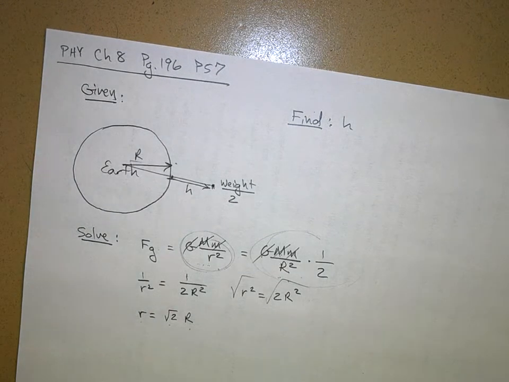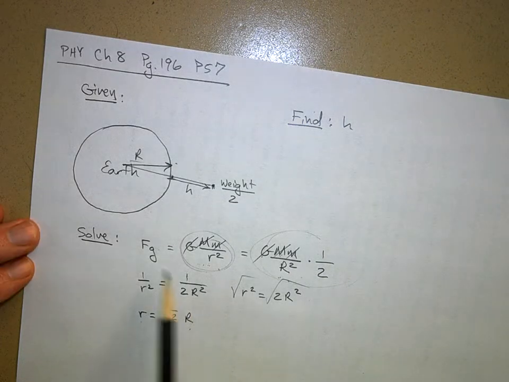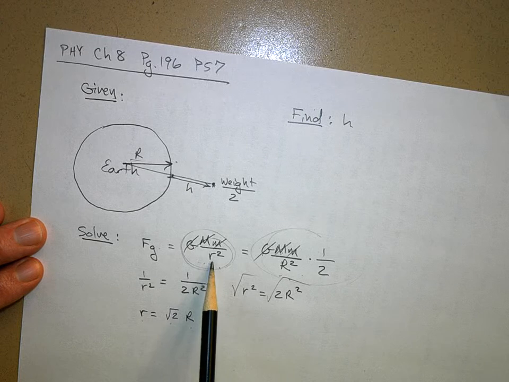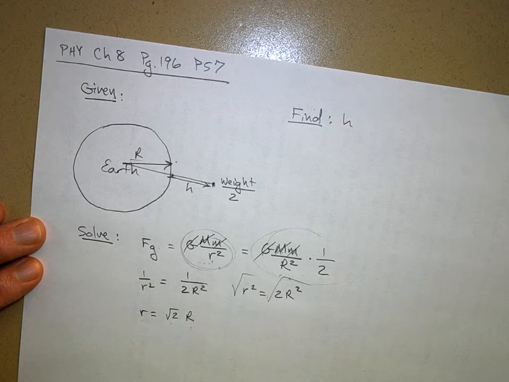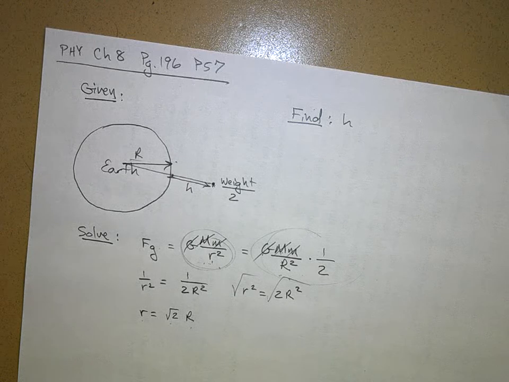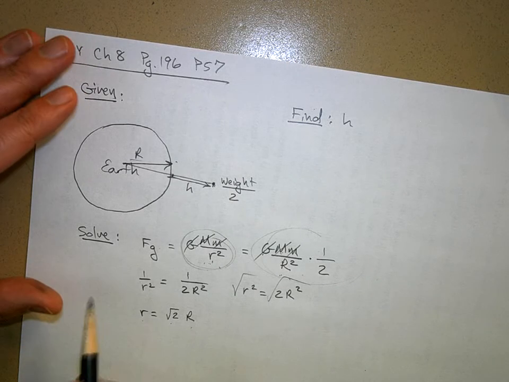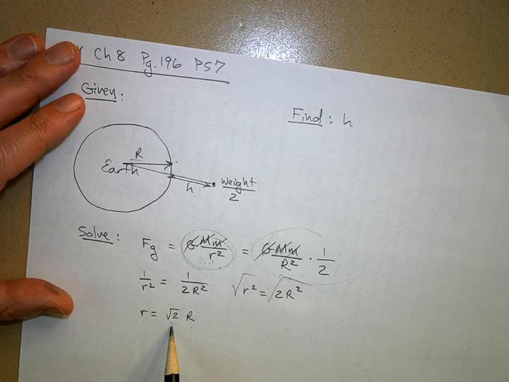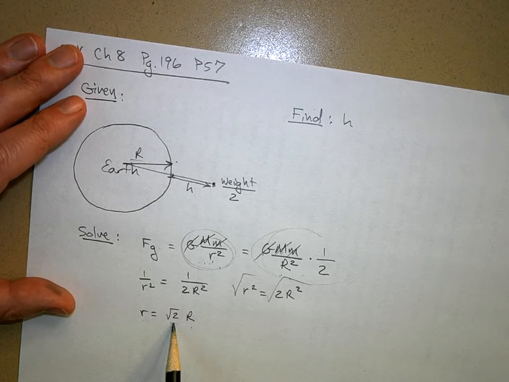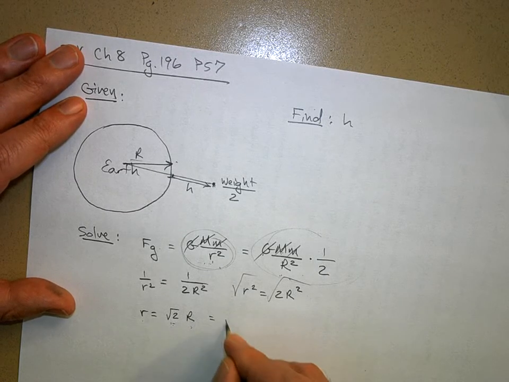A lot of people want to double it. You know, say, oh, well, if you want to weigh half as much, go twice as far out. No, if you went twice as far out, you would weigh 1/4 as much, because the force of gravity is a function of r squared. If you went twice as far out, you would weigh 1/4 as much, not 1/2 as much. But it's the square root of 2 times the radius of the Earth.